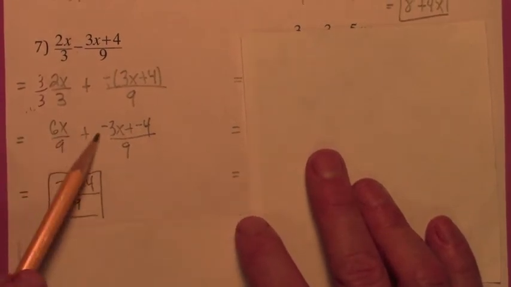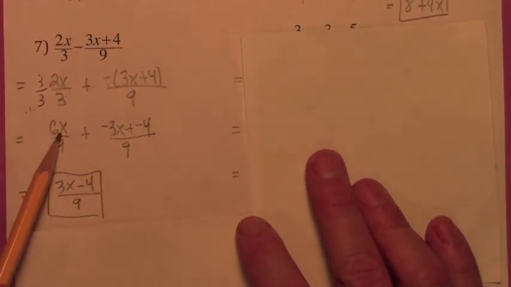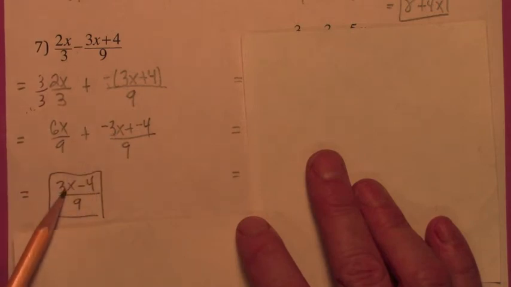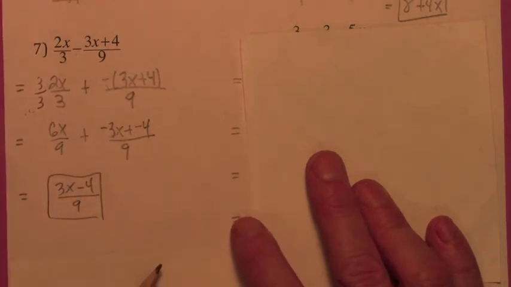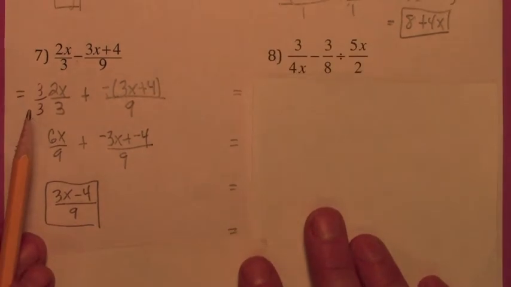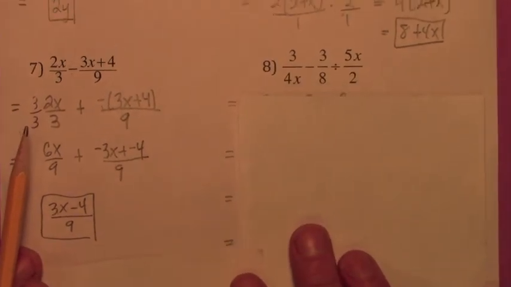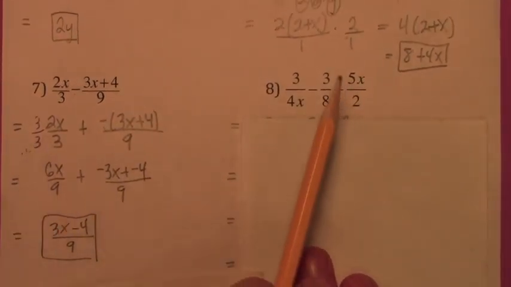When you add these numerators, you can only combine like terms. So the 6x and the negative 3x becomes 3x. And this becomes 3x minus 4 over 9. That's all you can do. One more. This one, what would you do first here on this last one? Let's see, you do the division first.